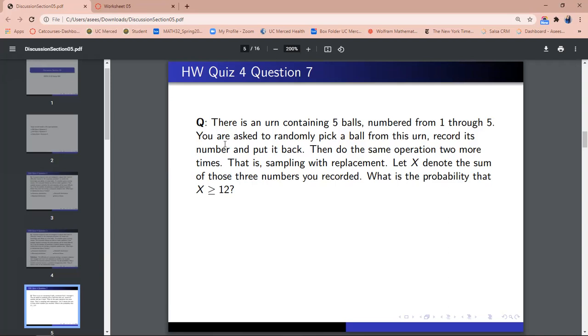Now let's take X, which denotes the sum of the 3 numbers you recorded, because what we are doing is doing the same operation 2 more times. So total 3 times, so we have 3 numbers. And then X denotes the sum of these 3 numbers we recorded. We want to find the probability that X is greater than or equal to 12.